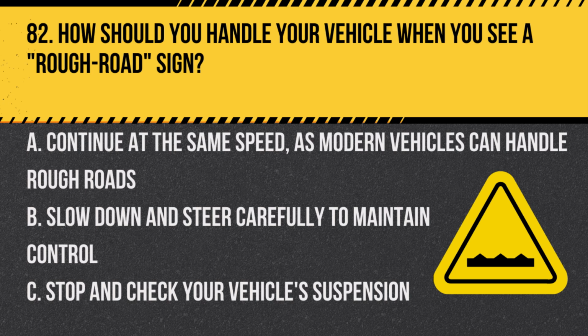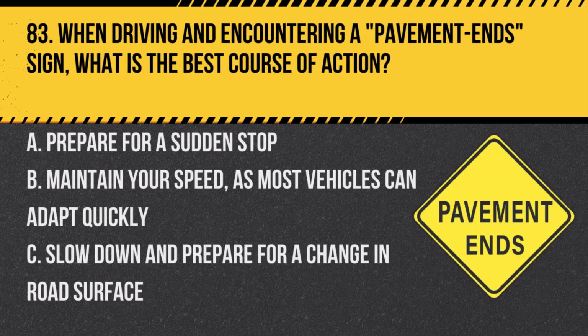A. Continue at the same speed, as modern vehicles can handle rough roads. B. Slow down and steer carefully to maintain control. C. Stop and check your vehicle's suspension. Answer: B. Slow down and steer carefully to maintain control. Rough road surfaces can affect vehicle handling and safety. Question 83. When driving and encountering a pavement end sign, what is the best course of action?